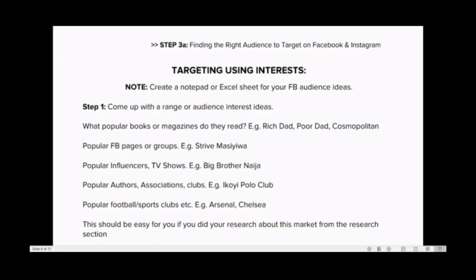For example, if I want to target people who are entrepreneurs or business opportunity seekers, I will target books like Rich Dad, Poor Dad. And if I want to target young women, I will target magazines like Cosmopolitan. I could also target my audience based on the popular Facebook page or group that they follow. For example, if I want to target people who are interested in making more money, I will target a page like Masiwa. I could also target based on popular influencers, based on TV shows.